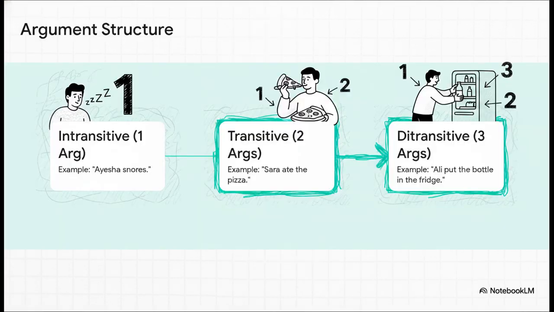And this power goes even further. A verb's internal form, its morphology, it actually dictates how many other pieces, or what linguists call arguments, the sentence needs to make sense. So for example, a verb like snores is totally complete with just one argument. You just need the person who's snoring. But a verb like ate needs two. You need the eater and the thing being eaten. And then you have verbs like put, which need three to be complete. Who did the putting, what they put, and where they put it. The verb's identity sets the rules for the whole game.